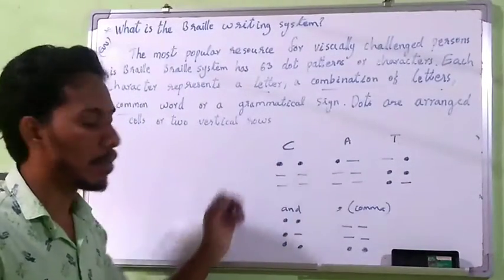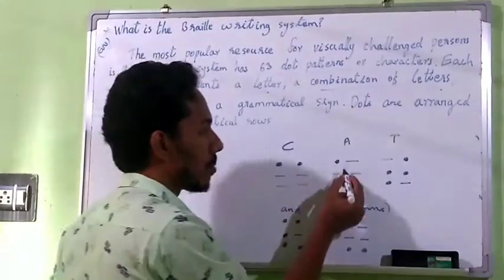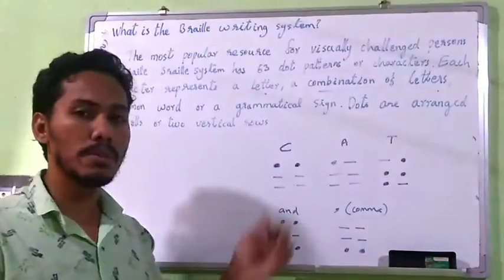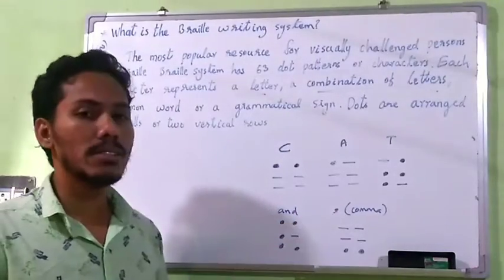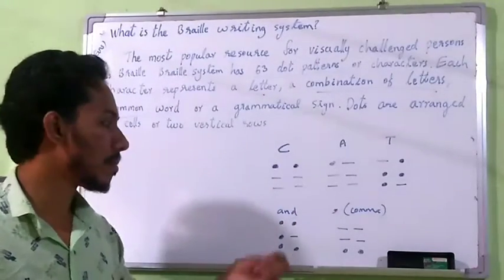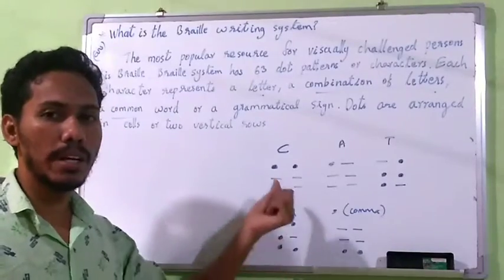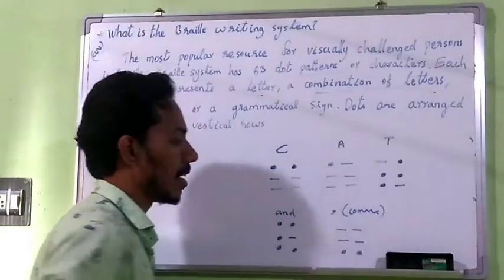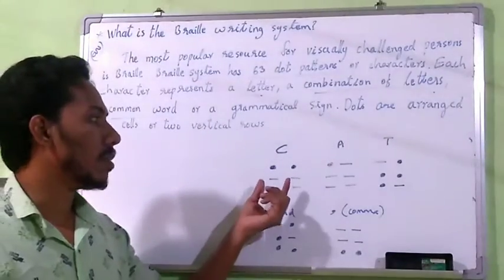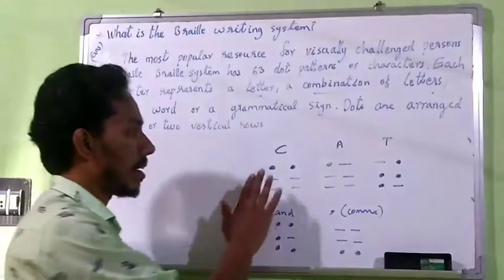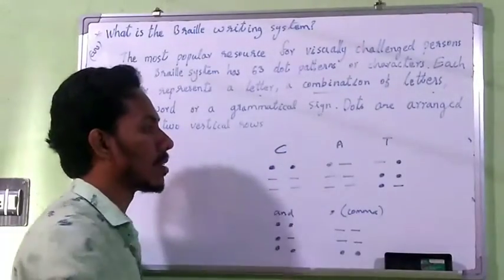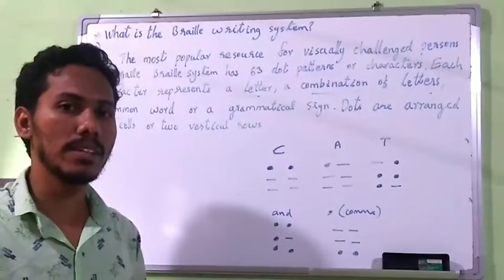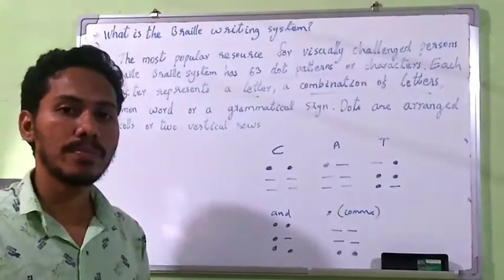The letter C is represented like this, A like this, and T like this. All the alphabets and some common grammatical terms, such as 'and' and comma, are also represented using this Braille system. So a blind person can understand these dots by using their hands, and they can read things. It is a new system for blind persons.